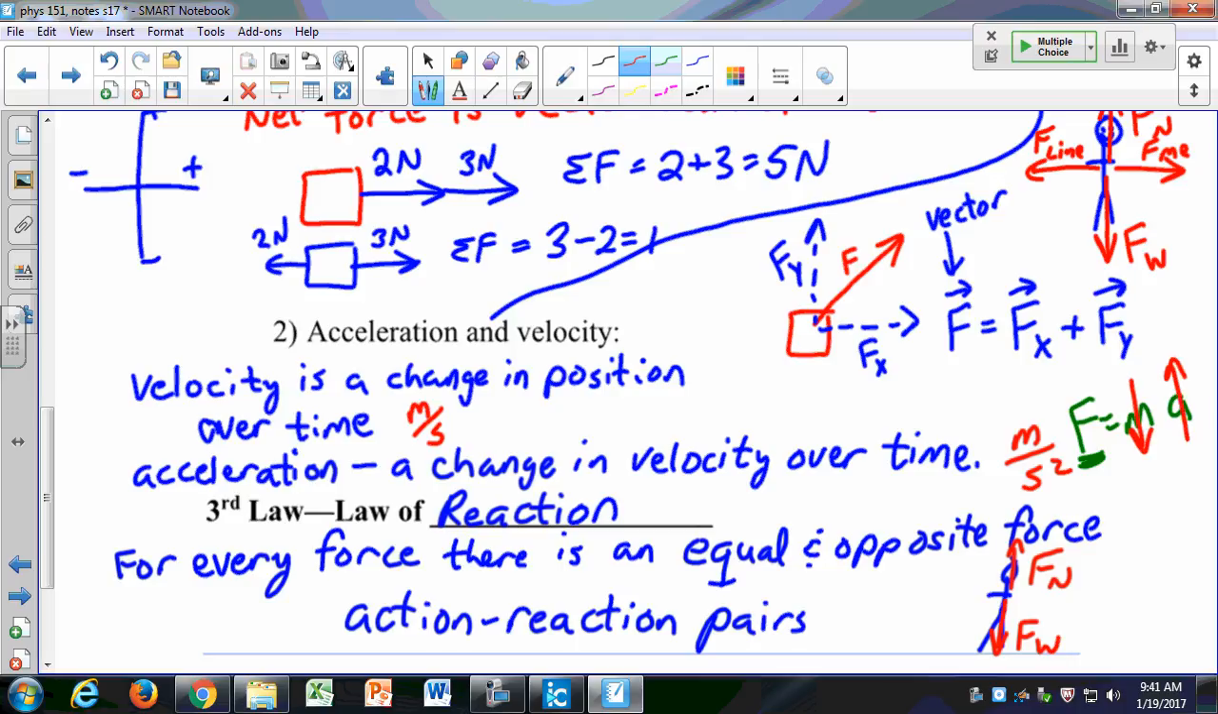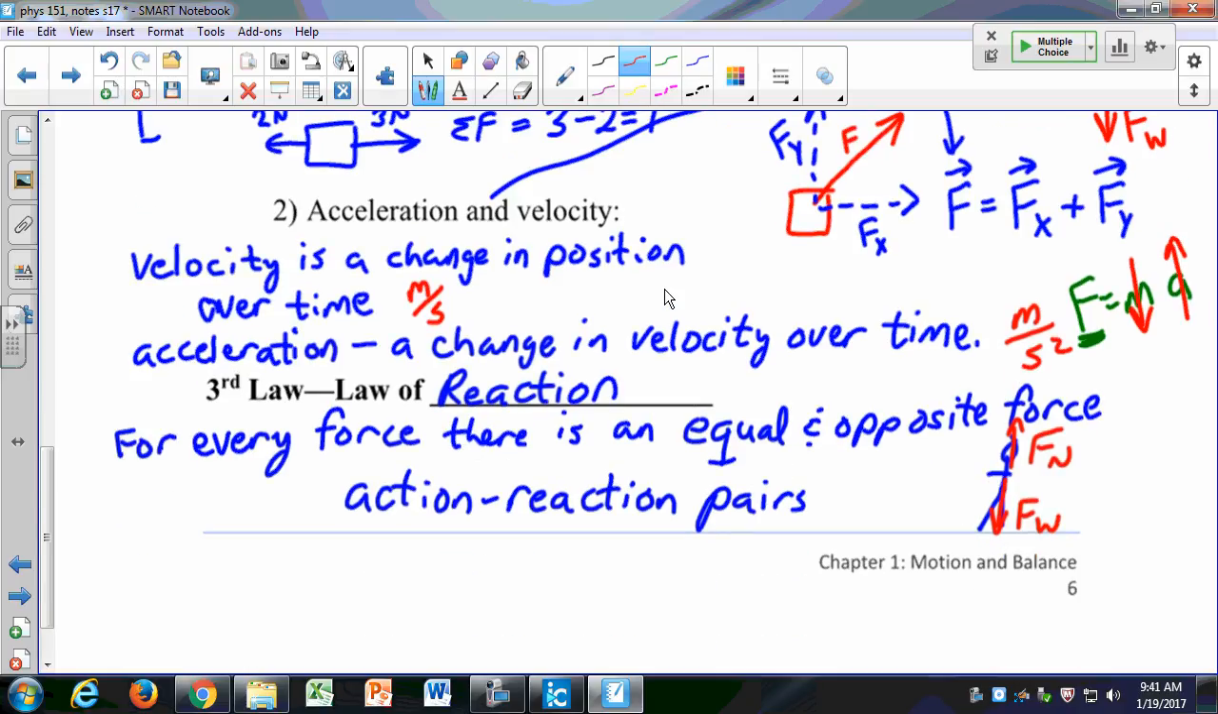Okay, let's look at some different types of forces, and your book goes through each of these, and then we're going to do a little activity. What time we got?